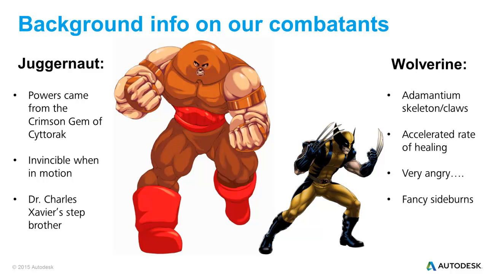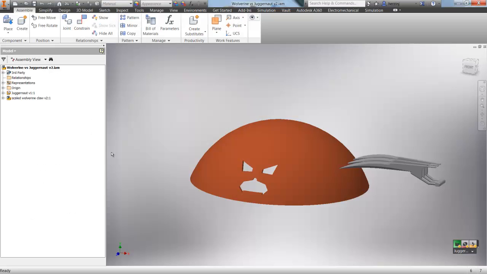What about Wolverine? Adamantium skeleton and claws, and the claws are what we're going to be looking at today. He has an accelerated rate of healing. I remember him fighting Sabretooth, who I think is his stepbrother, or they're related somehow, and they both have this healing, I believe. He's also very angry and has some really fancy sideburns.